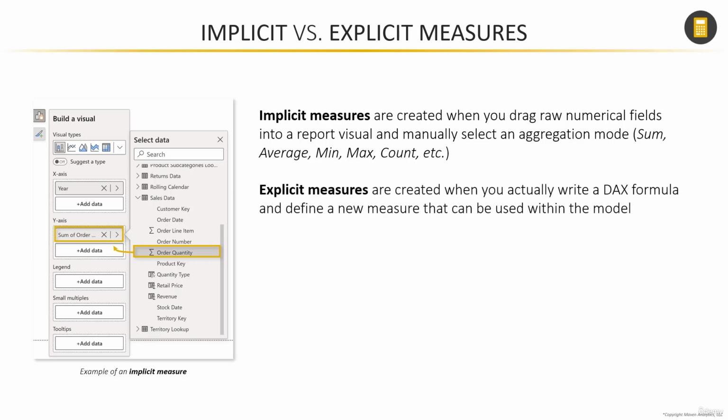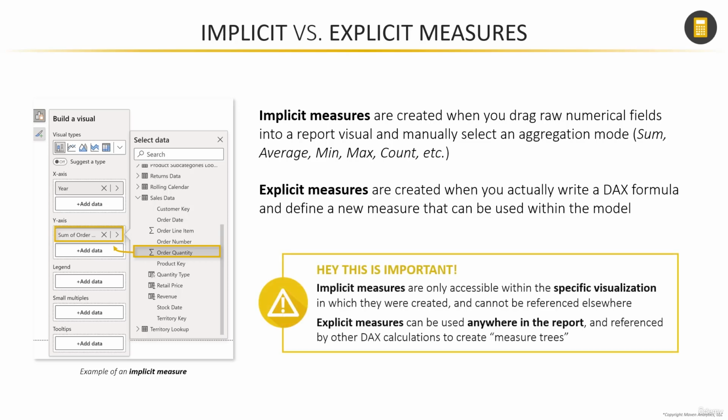Now, on the other hand, explicit measures are created by actually entering DAX functions to explicitly define calculated columns or measures. Here we're working with measures. So, very important, implicit measures are only accessible within the specific visualization in which they're created. They're not portable, they can't be referenced anywhere else. The same exact idea as a calculated field in an Excel pivot table. It can only be accessed and analyzed in that one place.